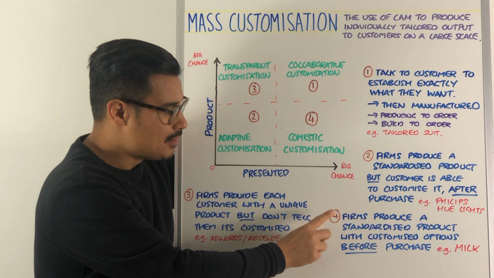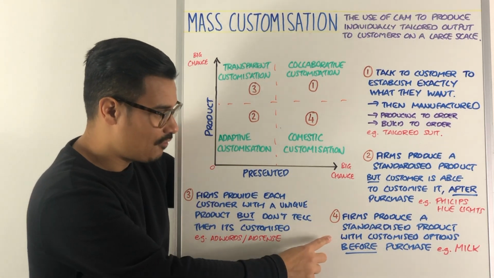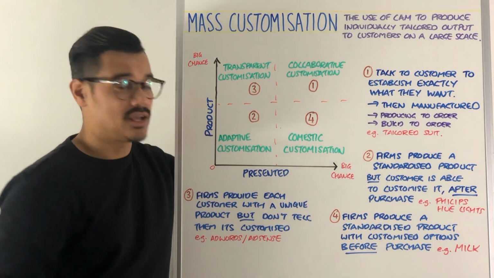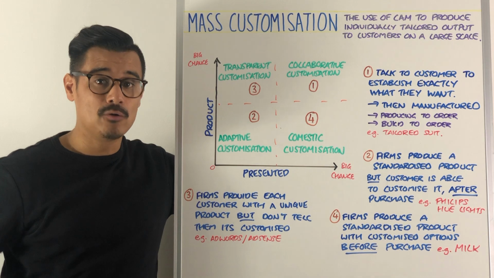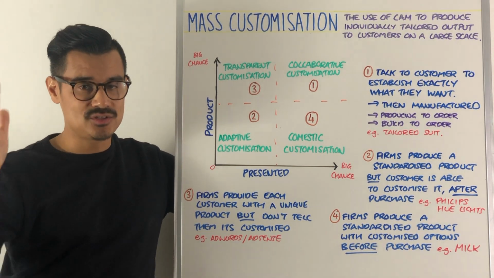And the reason why you see it with milk is because firms produce a standardized product, the milk itself, with customized option before purchase. And that customized option would be if you buy your milk in a pint, in 2 pints, in 4 pints, or whatever. You see what I mean there.